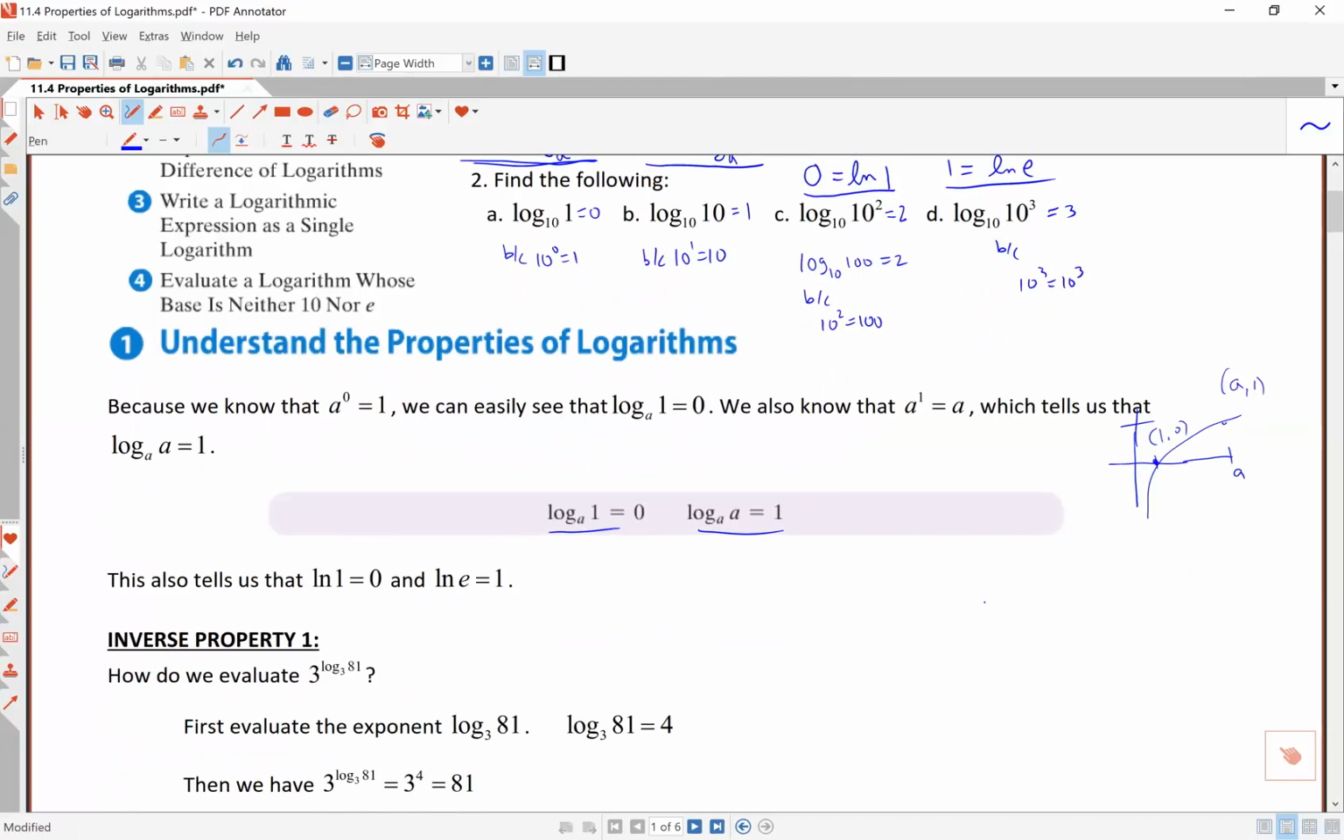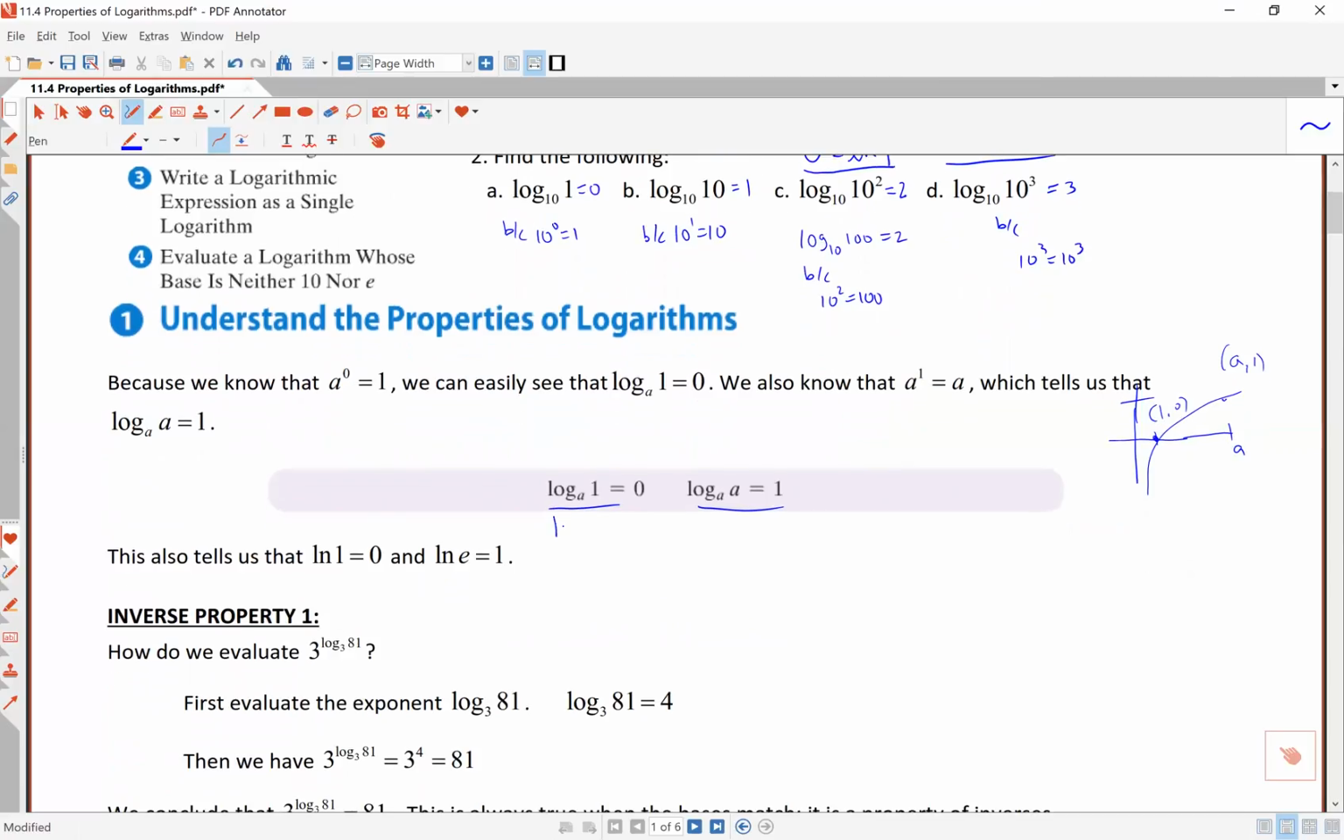But this also tells us that if the base is e, then the natural log of 1 is 0. And if the base is e, this matches. This would also give us 1, or the natural log of e is 1.